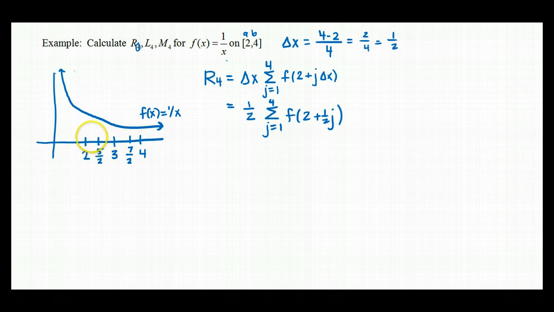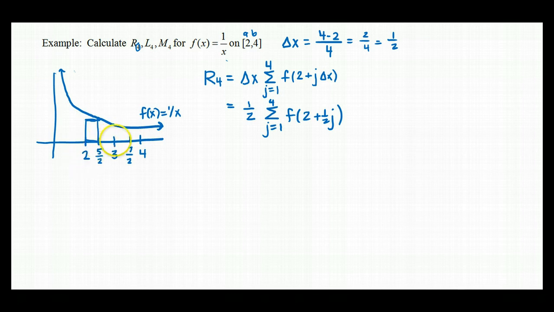So what we want to be interested in doing as well is constructing the right, left, and midpoint approximation on a graph. So that's what we're going to go ahead and do here. So between 2 and 5 over 2, or between 2 and 2.5, if I'm interested in drawing R4, then I'm going to go to the rightmost point over the first interval, go up to the function, and that's going to be the first height. So that's my first rectangle.